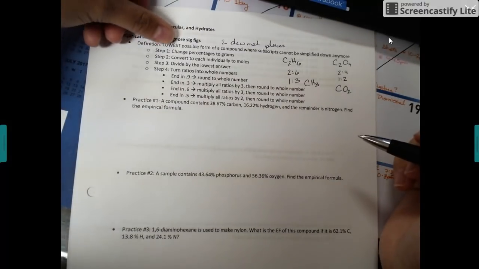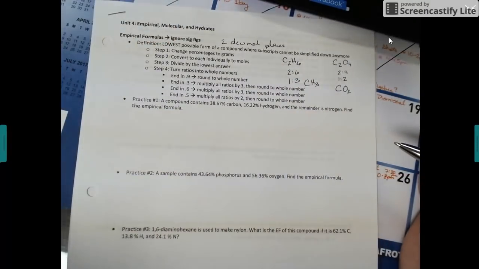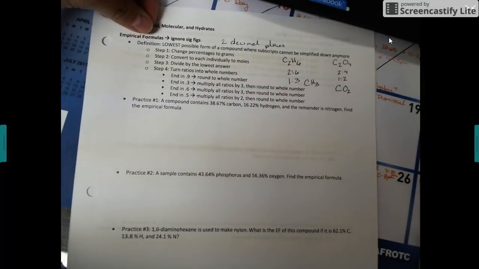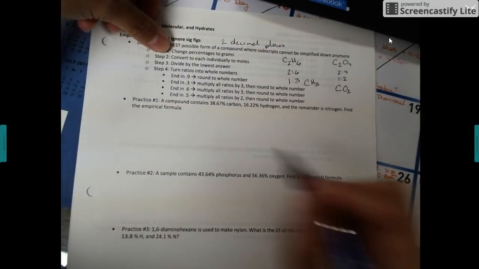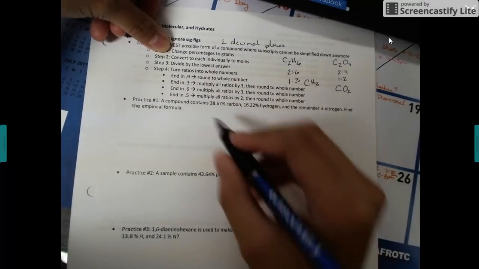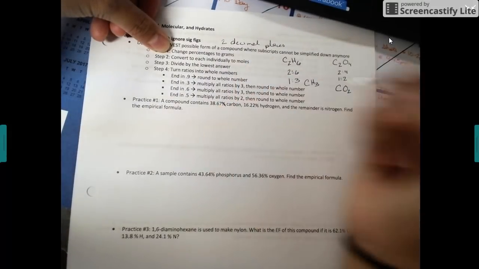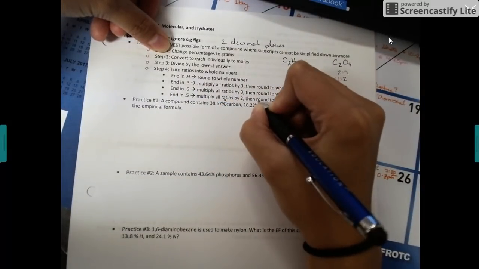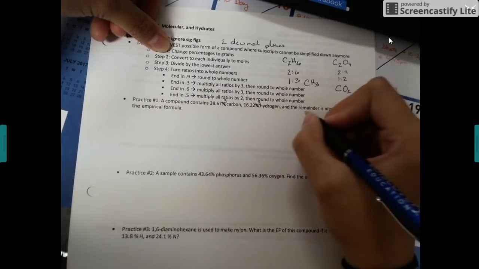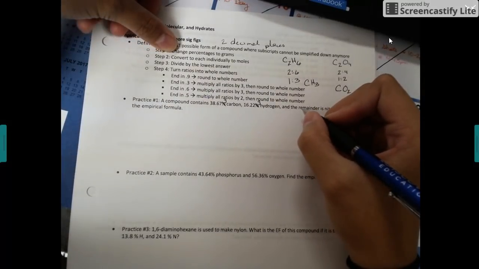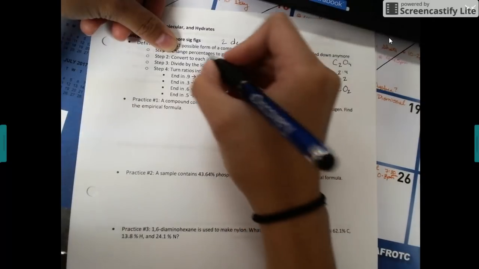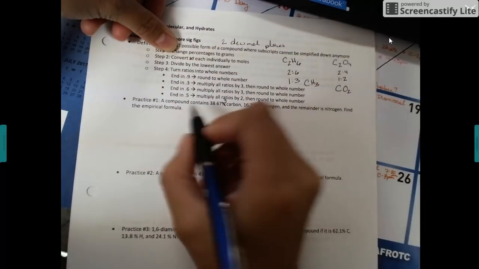The way we're going to do this is we're going to follow the steps. I'm going to do practice number 1, walk you through the steps, and then you get to try the rest of it yourself. For step 1, it says change percentages to grams. So what I do is I literally just mark out a percentage and put G for grams. Mark out the percentage, G for grams. And then I convert each individually to moles.